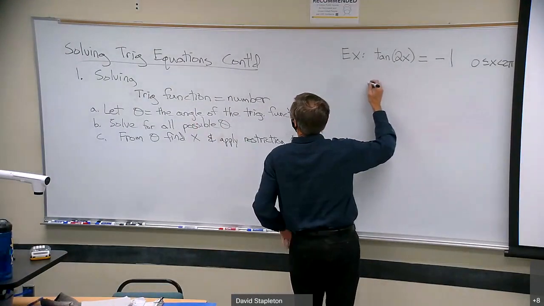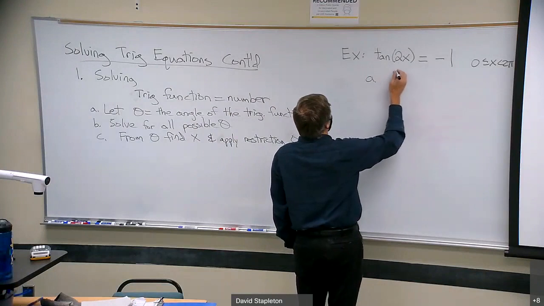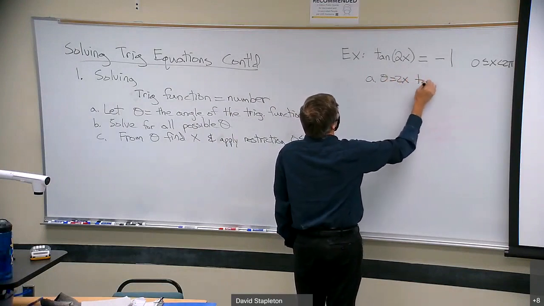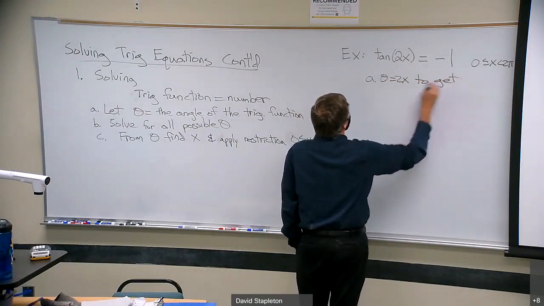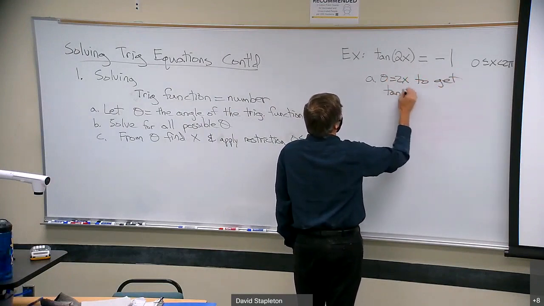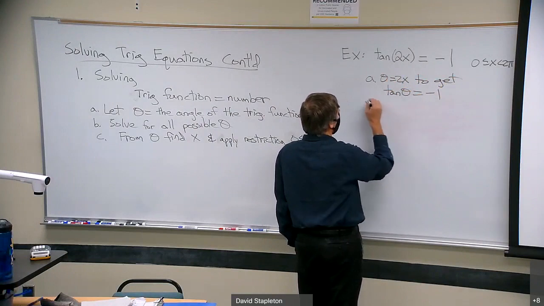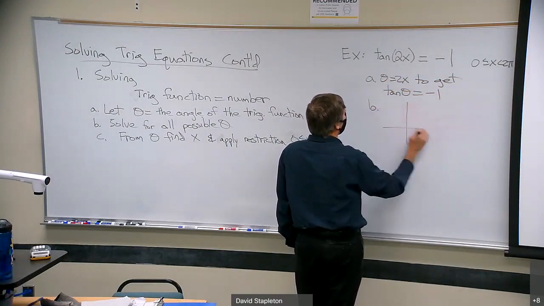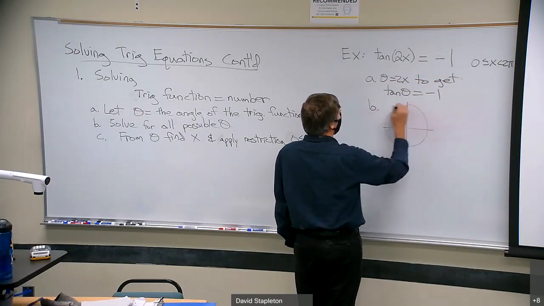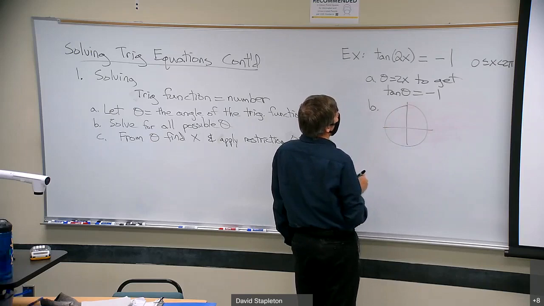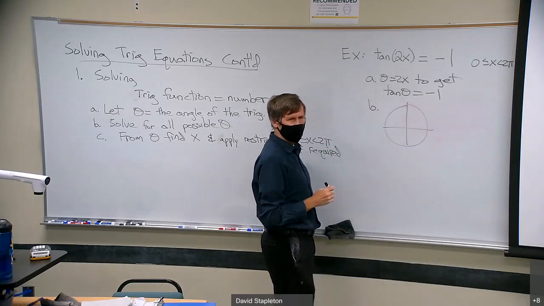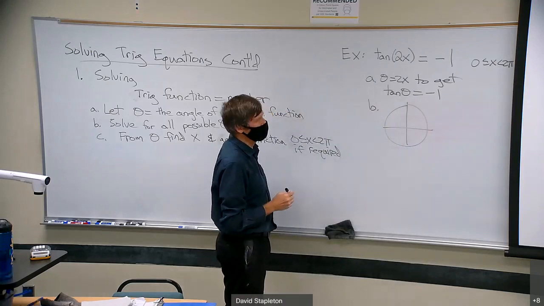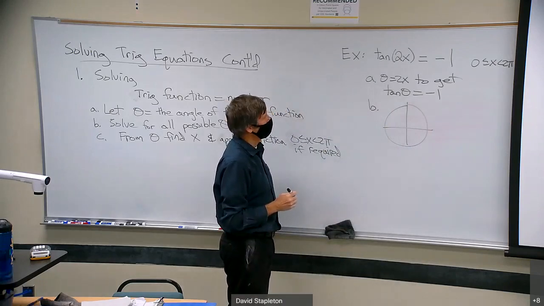You follow the recipe here, right? Let theta equal 2x. You get tangent theta equals -1. Once you have that, you can solve it on the unit circle, right? I'll put the circle like that. And for tangent to be -1, how do I solve for that on the unit circle? Remember, tangent and cotangent are the hard cases. Let's find that.